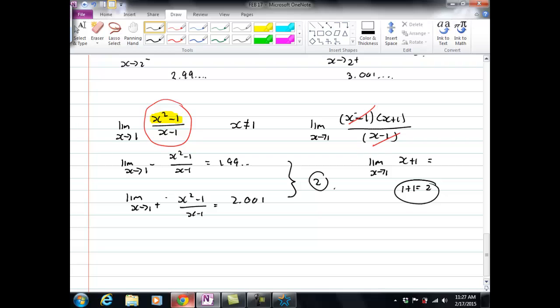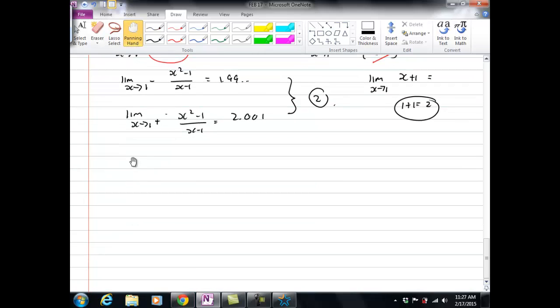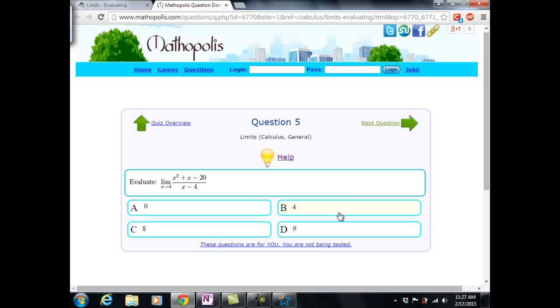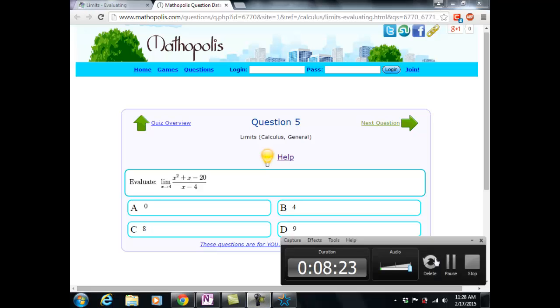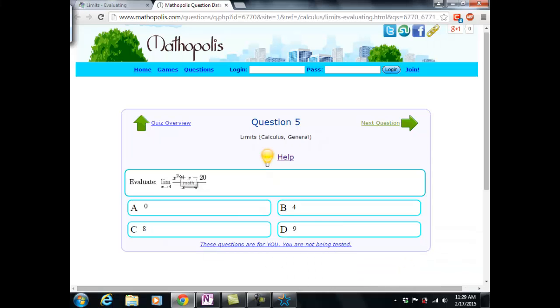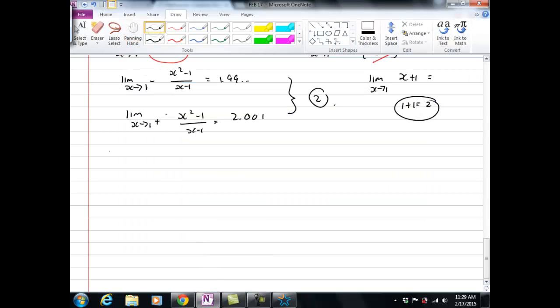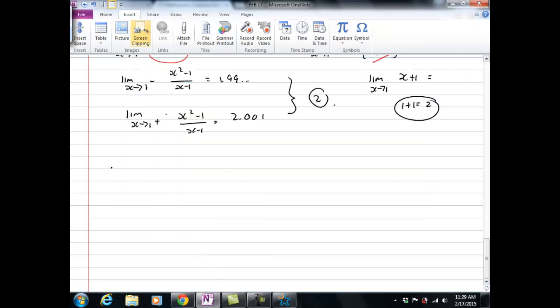Why don't you solve this question? Again, try this question right here. x squared plus x minus 20 over x minus 4. A, B, C, or D? Go. Take a minute, solve this question. I'll pause it and let you have some fun with it. I'm just going to copy down this question in here so we can actually see and work on it.